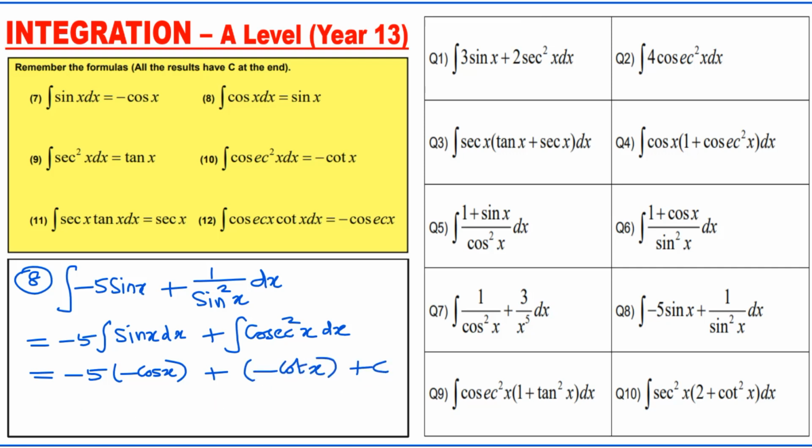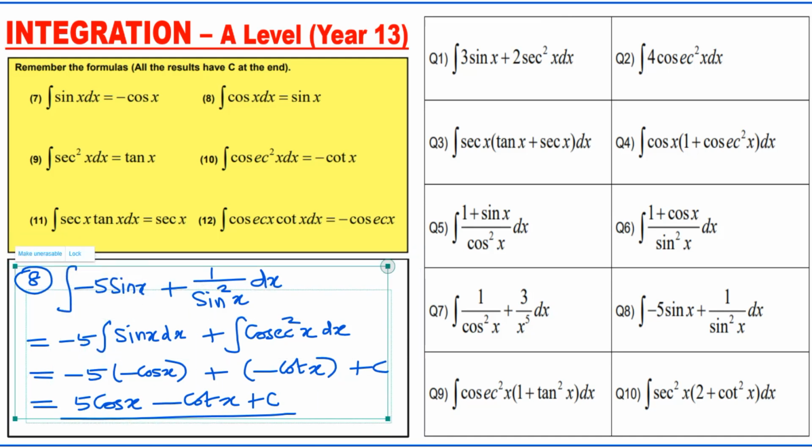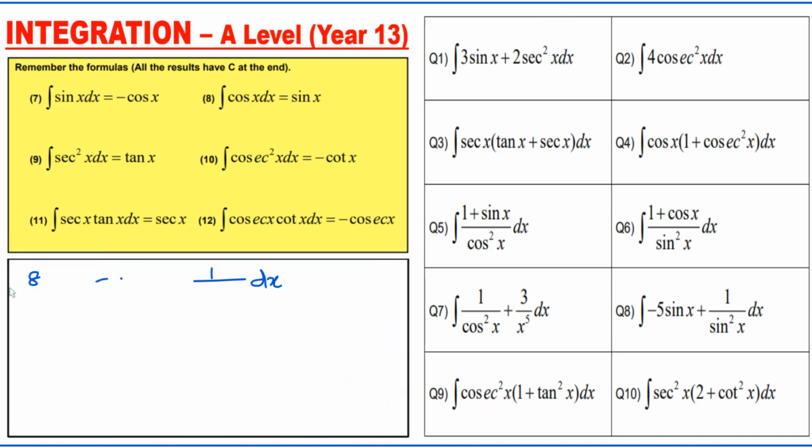So the final answer, minus times minus is plus: 5 cos x minus cot x plus c. That is the answer for question number 8. And now we are moving on to question number 9. Question number 9 is again a combination of a couple of functions together.